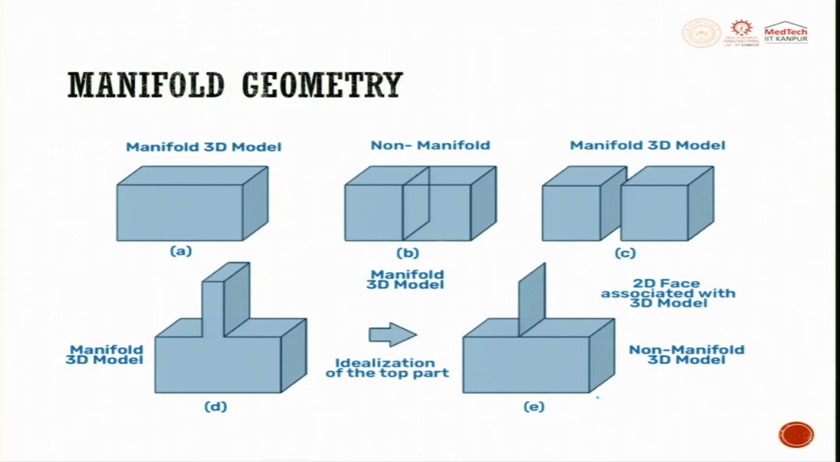There is another interesting thing in CAD, which is manifold geometry. So, in manifold geometry you have a manifold 3D model. So, this is a manifold 3D model. This is a non-manifold 3D model. So, you can have manifold. So, manifold 3D model is like this. Then on the top place you will have something like this. So, a 2D face associated with a 3D model is a non-manifold 3D model. So, you cannot have a 3D model in which you have one plane as 2D on this.